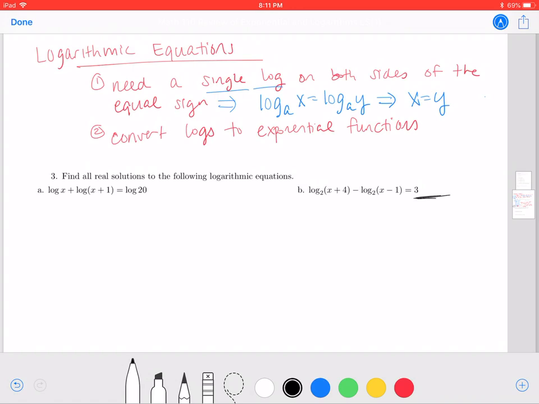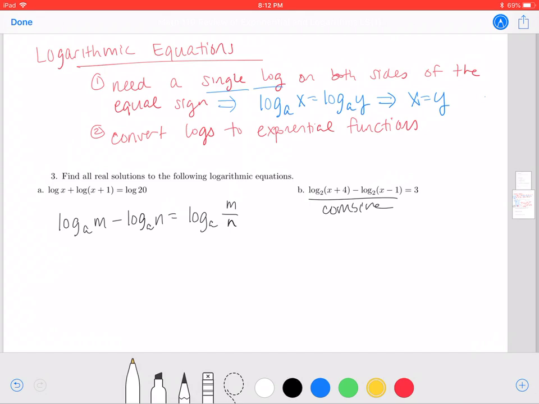So first thing we're going to do is, before we worry about converting logs to exponential functions, I still want a single log over here on the left. So I'm going to combine these two logs together. And because I have two logs with the same base, they're both base 2, that are being subtracted, my property says I can combine these into a single log by division.